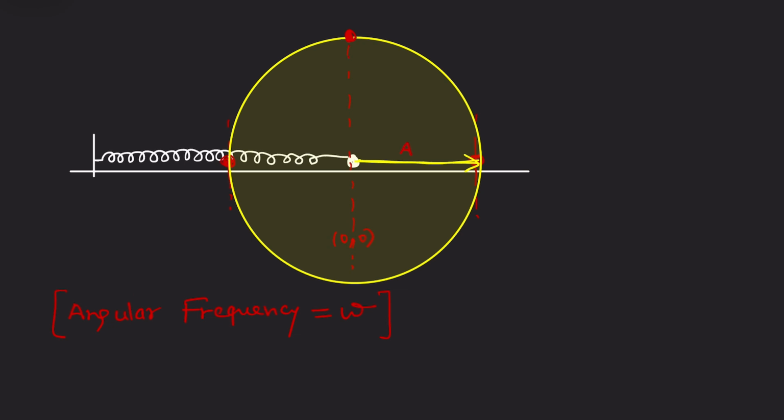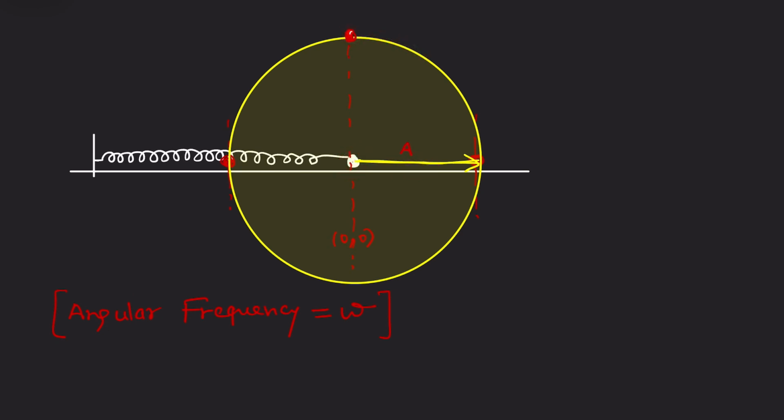So if you see this, I am going to prove it to you. Suppose our particle is moving in the positive axis direction, and this is also moving in the clockwise direction that we are assuming.